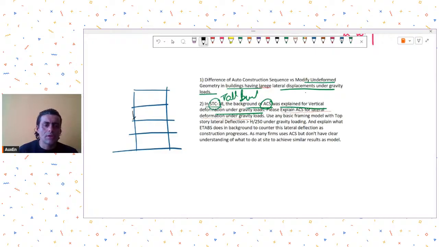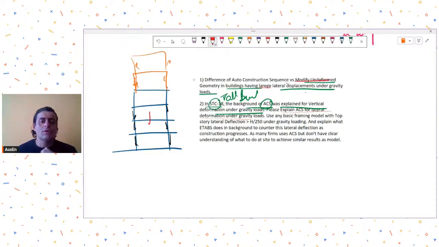Those principles are generally used for calculating the axial deformations in structures where the axial deformation may become an important criterion to consider in design, especially in tall buildings and structures where there is a large accumulation of axial loads. Over there, usually the vertical deformation of columns is to be factored into your designs and calculations, and there we use the concept of auto construction sequence and the concept of modify and deform geometry.